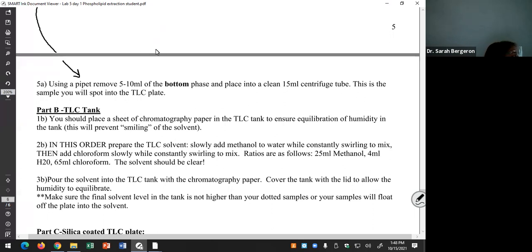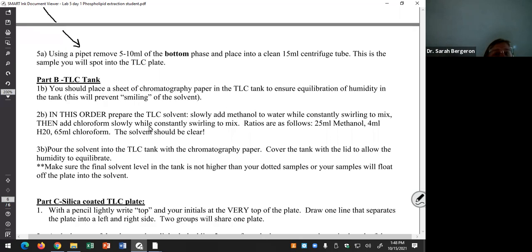While group 1 was homogenizing the sample and all that, all the other groups are going to place a sheet of chromatography paper, which I'll show you when we walk over in the lab, and pour your solvent in and allow that humidity to equilibrate so you don't get that smiling. So this is how you prepare the TLC solvent.